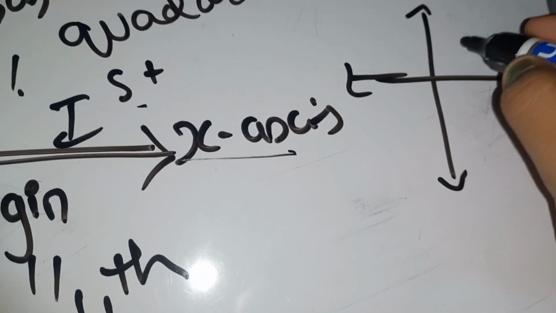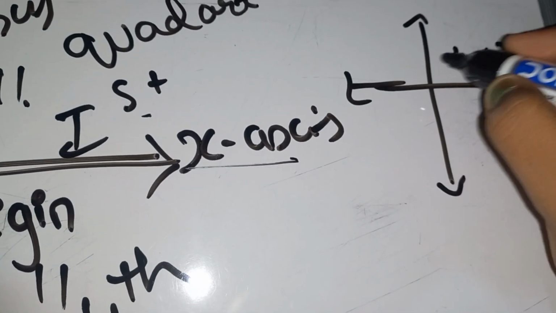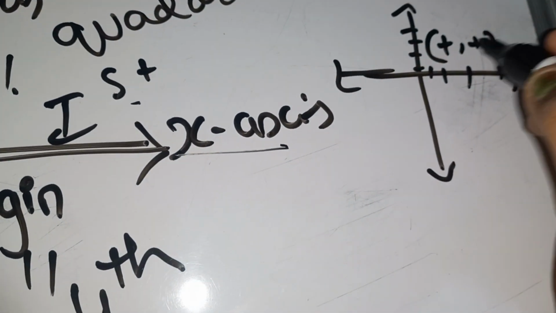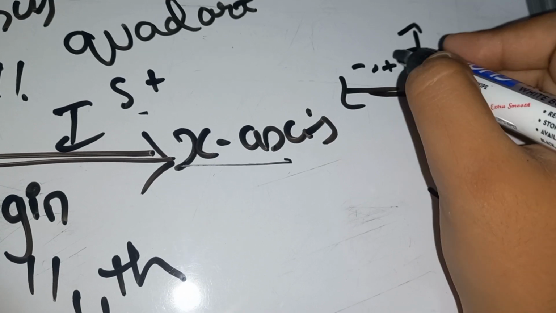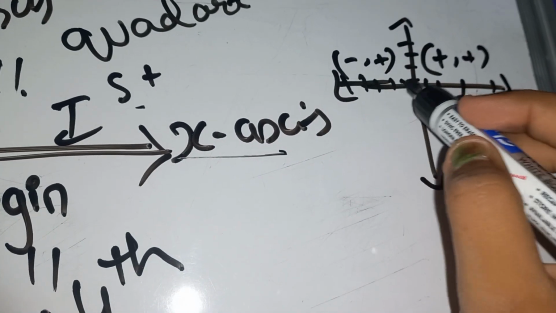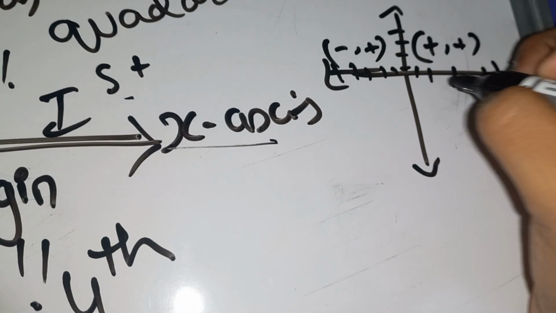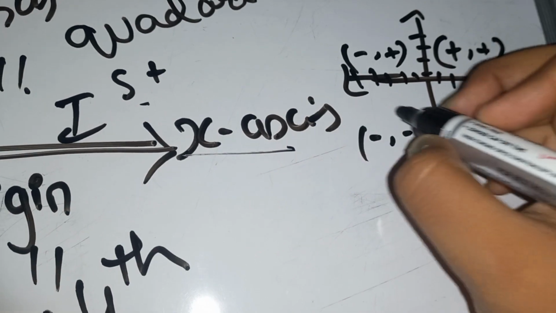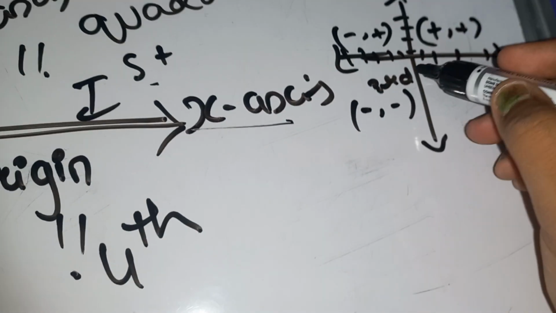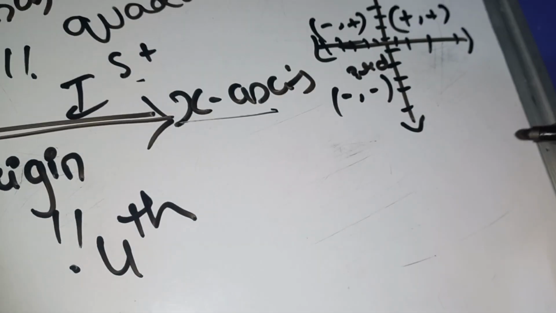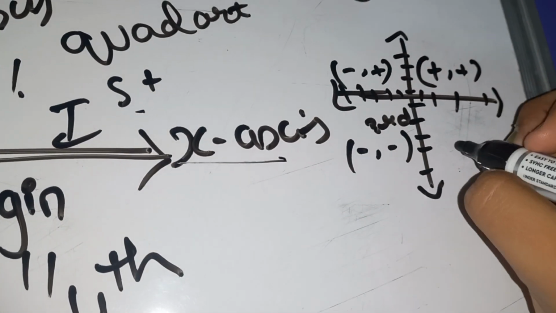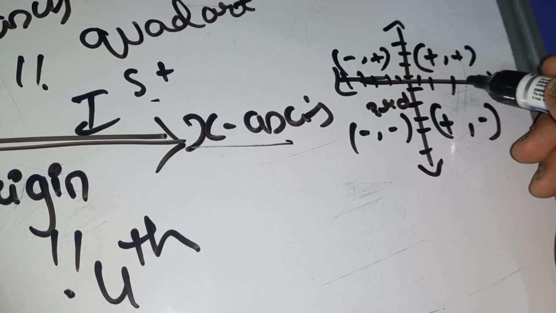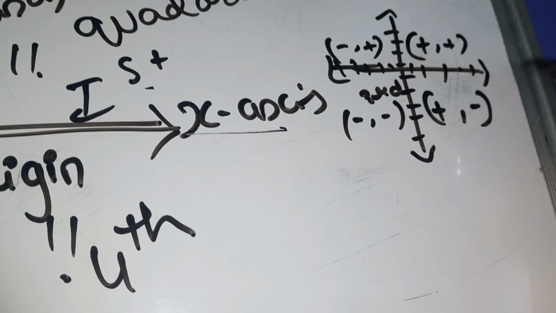Here the first quadrant will contain plus sign, meaning the x-axis is plus and the y-axis is also positive. The second will contain minus plus, meaning the x-axis is minus and the y-axis is plus, positive. The third quadrant will contain minus, negative: the x-axis is negative and the y-axis is also negative. And the fourth will contain plus and minus, meaning the x-axis is plus and the y-axis is minus.